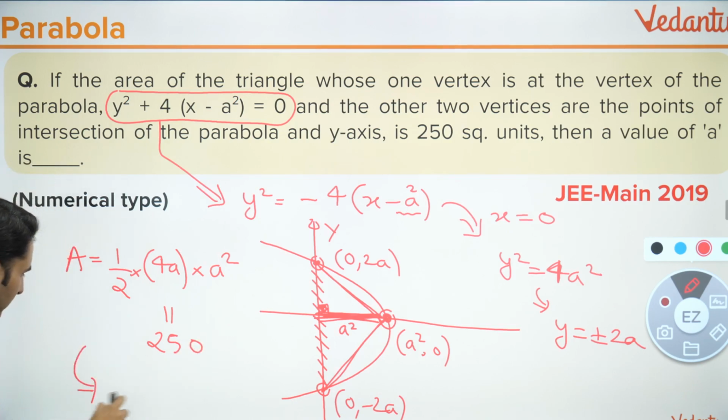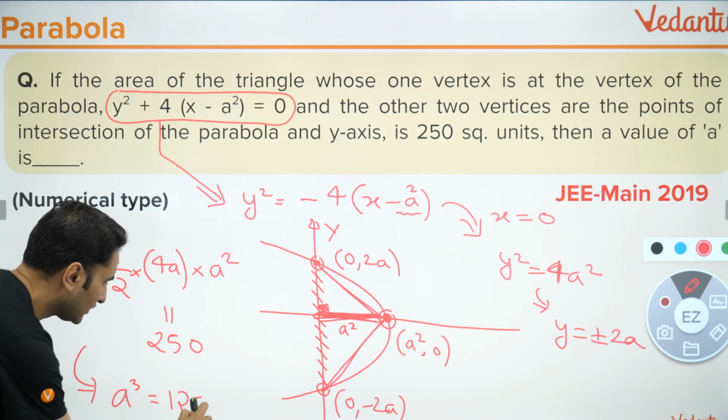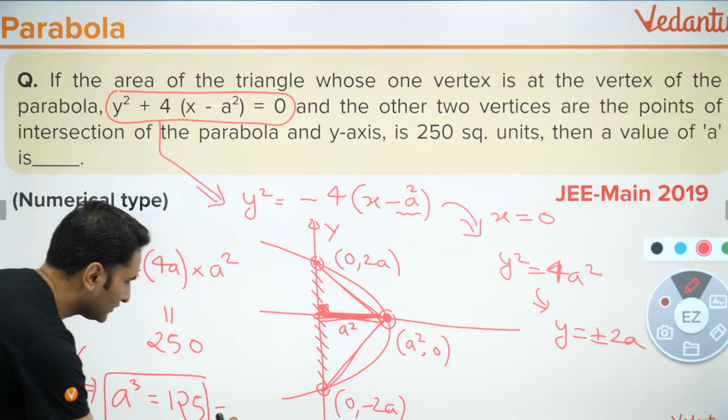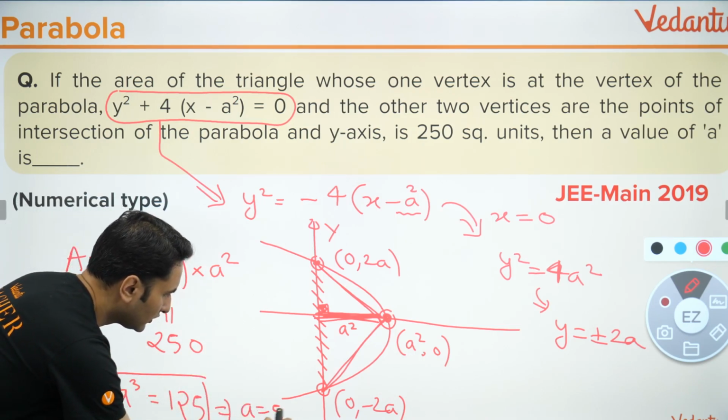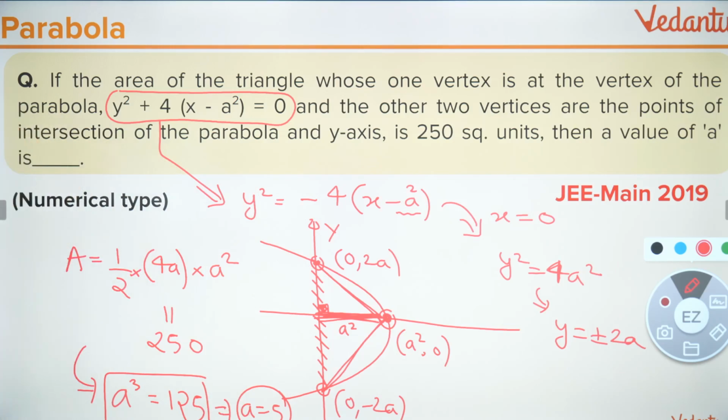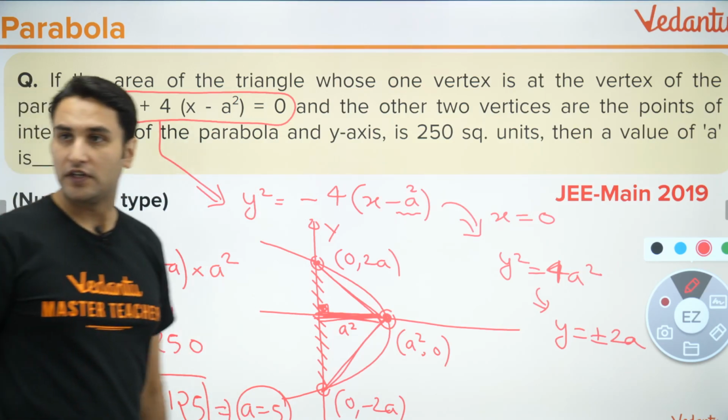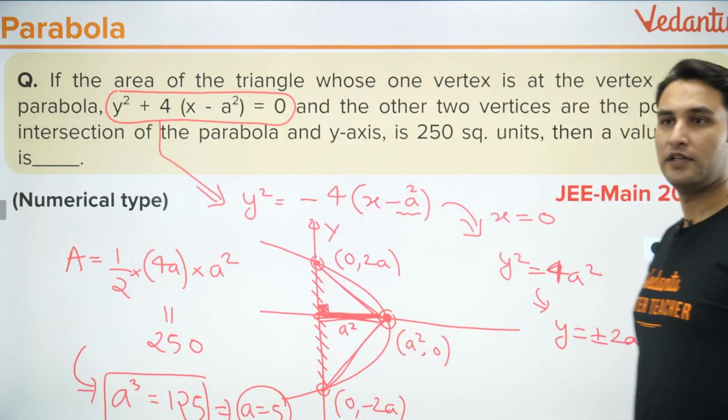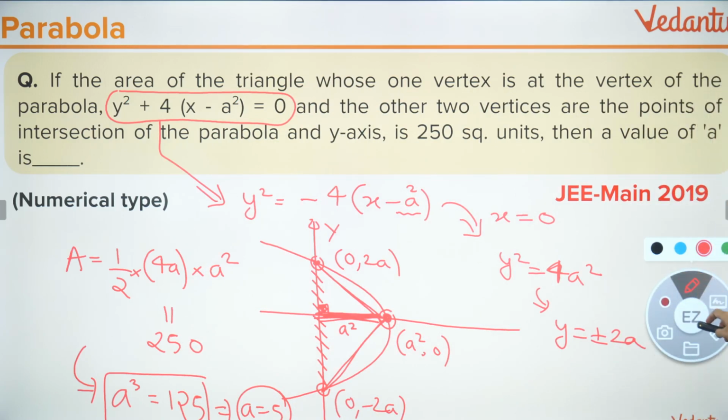Right, which implies a cube is equal to 125. So a must be equal to 5. What was the question? Value of a? A should be 5. Pretty simple. Agree? Any doubt?